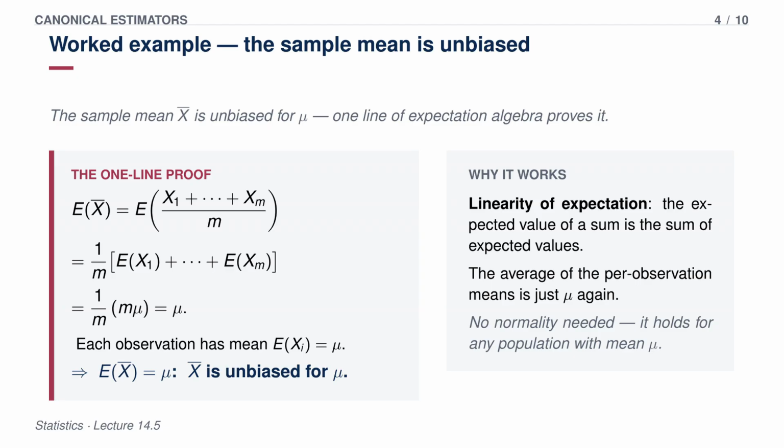And notice what we leaned on. Only linearity of expectation. The expected value of a sum is the sum of expected values. We never assumed the data were normal or anything fancy. This works for any population that has a mean. That's why x bar is the workhorse.